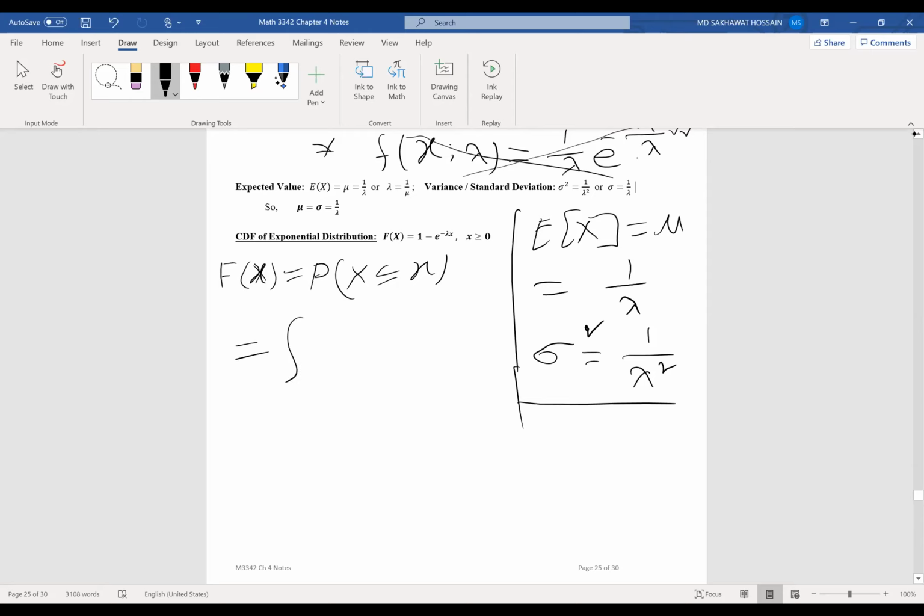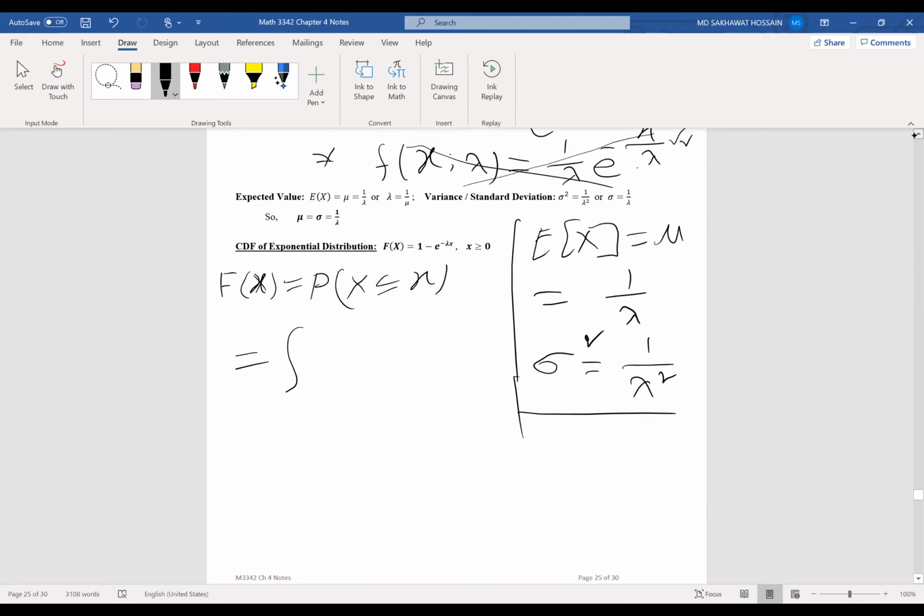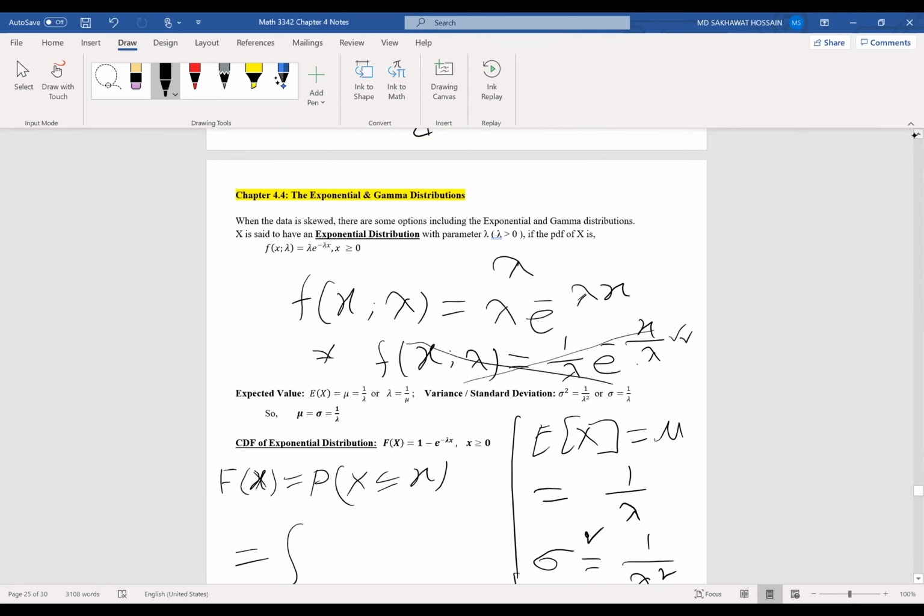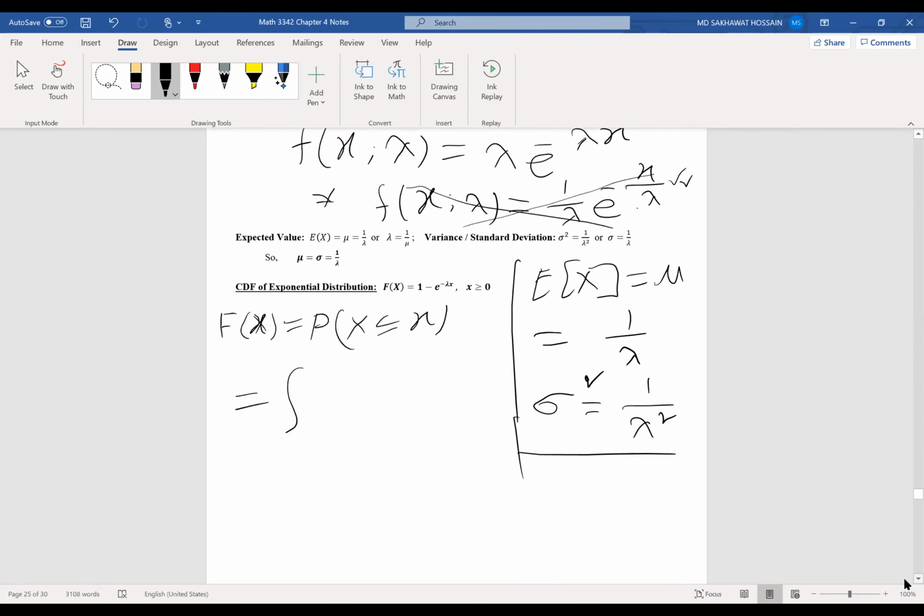I need to mention one more thing here. The support of x means the values of x for which this function is defined. This function is defined when x is not negative: x is either positive or 0, so x is greater than or equal to 0. For the other values of x, the function is 0. So the PDF is non-zero only when x is greater than or equal to 0.